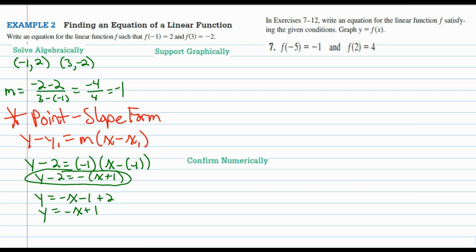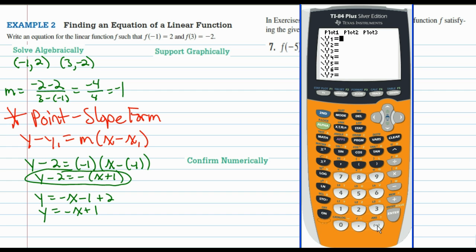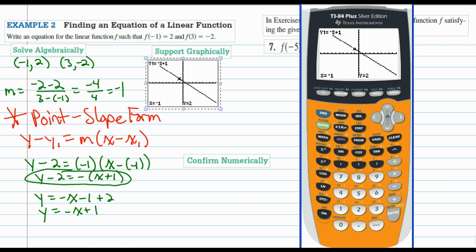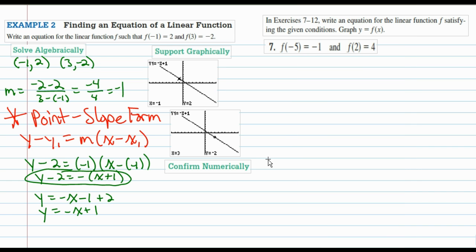We're going to support this graphically. So in y1, I'm going to put negative x plus 1. Zoom 6. I need to make sure that it passes through both negative 1 comma 2. So let's hit trace negative 1. And I also need to make sure it passes through 3 comma negative 2. So I'm going to hit 3, enter, and I do get the output negative 2.